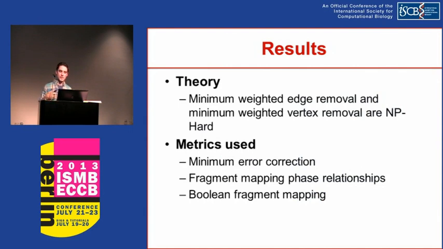So in the diploid case, we have theoretical results that we show in our paper. I'm not going to go through them here, but we basically show that the optimization that we use and a related optimization where we remove vertices instead of edges are both NP-hard.